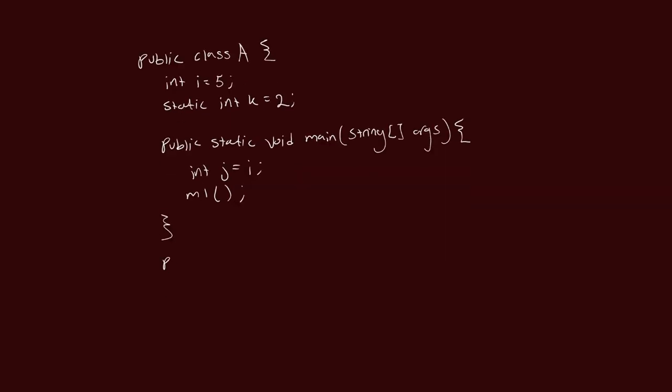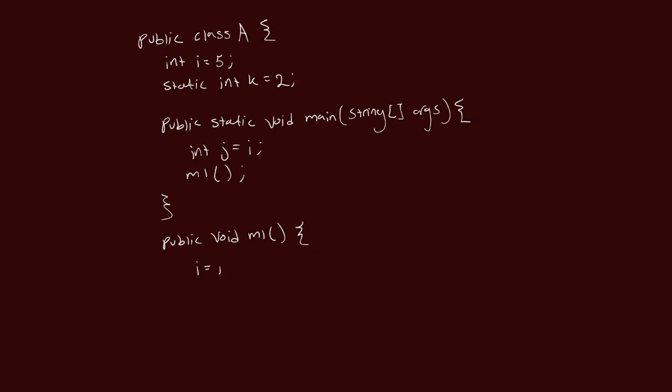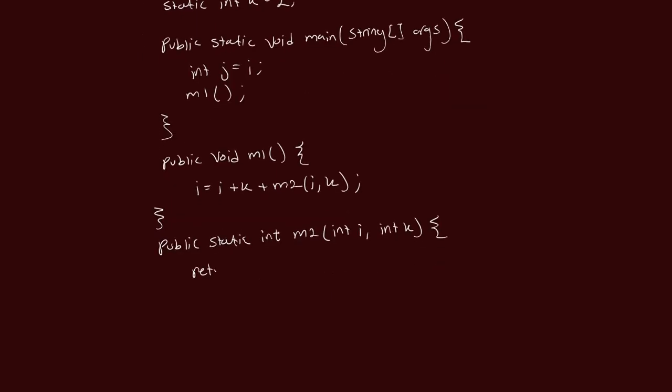Now here I'm gonna do public void m1. Then here it's i equals i plus k plus m2(i, k), and then public static int m2, which takes int i and int k, and then I return a cast of Math.pow, i to the power of k.